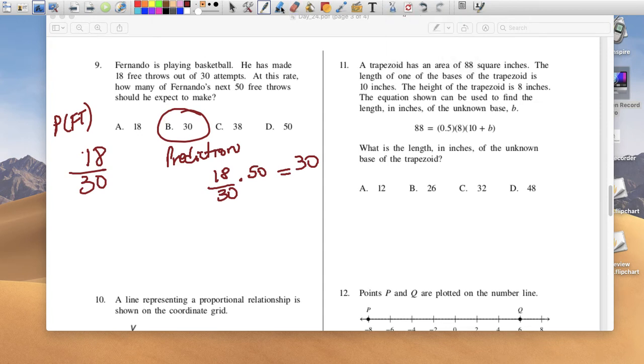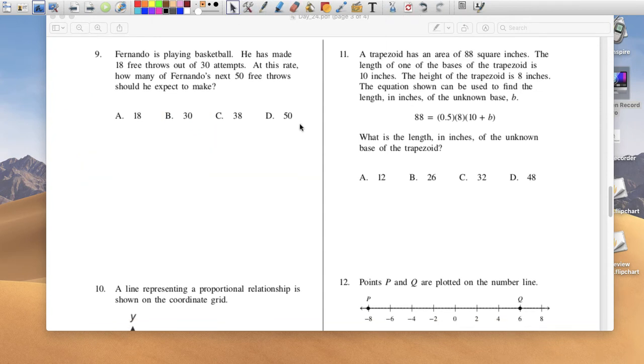Okay. 11. The trapezoid has an area of 88 square inches. The length of one of the bases is 10. The height of the trapezoid is 8. The equation can be used to find the length in inches of the unknown base B. So what is the length in inches of the unknown base of the trapezoid? So they give you this equation, and they're asking us to solve it to find the value of this guy right here, one of the bases.